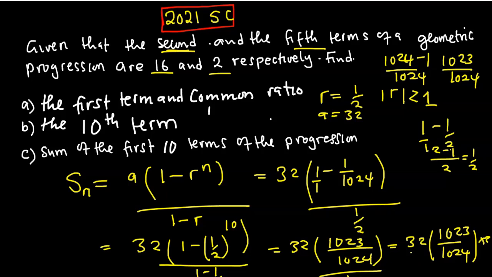So, 1023 divided by 1024. What is the answer? It's giving me 0.9999. Then now multiply by 64. So it's giving me 63.94. Okay, that is what it is giving me. So that is the sum of the 10 terms of the geometric progression. So please kindly go through and of course confirm these numbers.